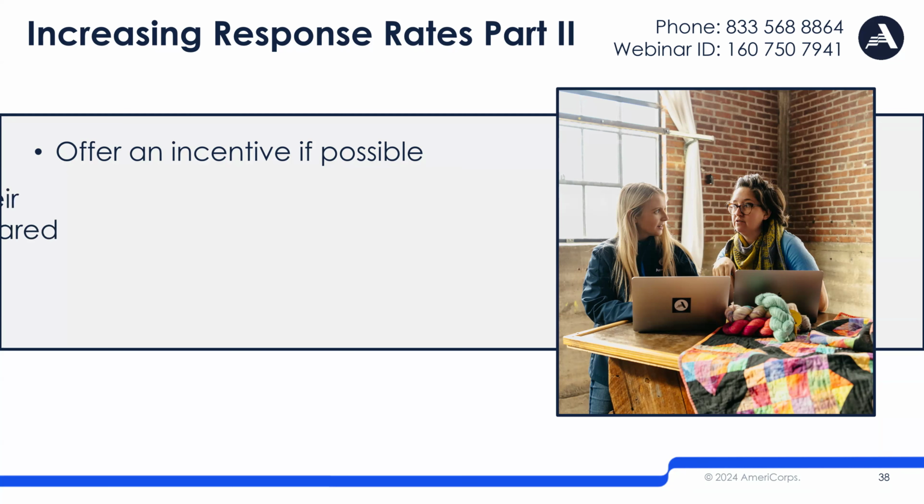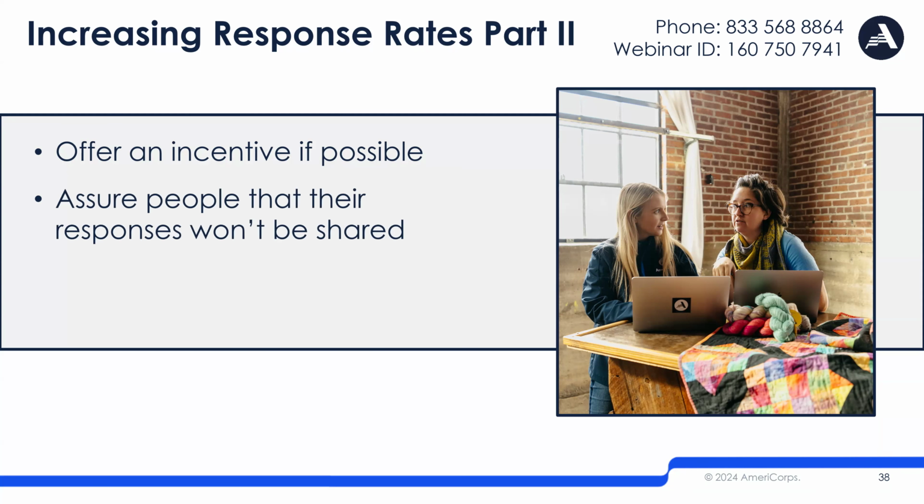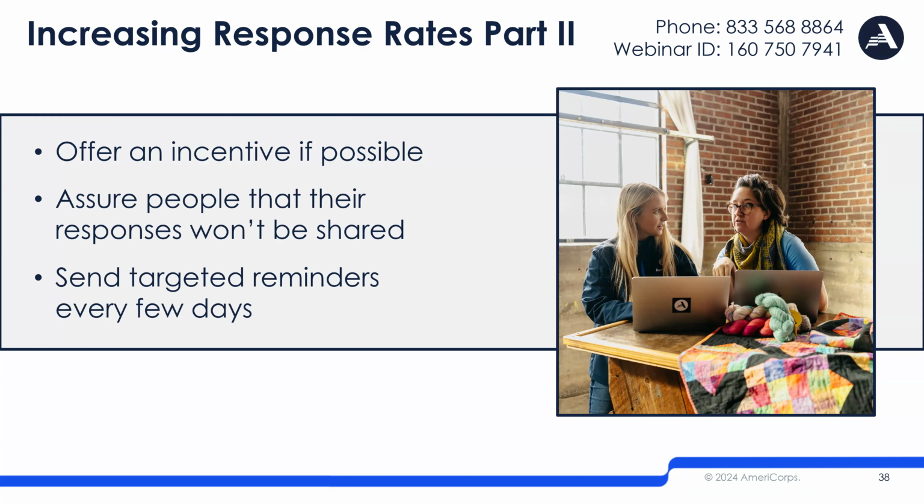Number five, assure them that their responses won't be shared with others. If no one, even you, will know who completed which survey, you can say the survey is anonymous. If you can see who answered which survey but won't share that outside your own team, you can say it's confidential. Number six, send targeted reminders every few days.